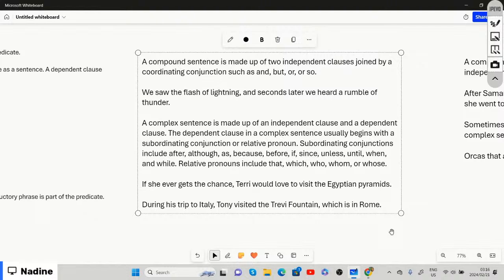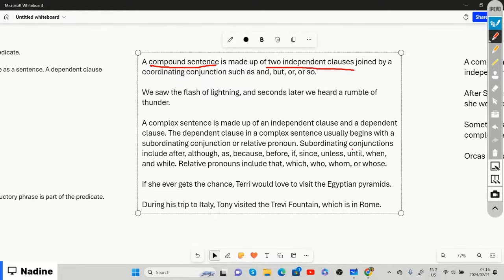Now we're going on to our compound sentence, right? A compound sentence is made up of two independent clauses. Remember we said an independent clause can stand on its own. It has a complete thought. It has both a subject as well as a predicate. But now a compound sentence is made up of two independent clauses, meaning two clauses that can stand on their own, and they are joined by a coordinating conjunction. A coordinating conjunction is a word such as and, but, or, so.